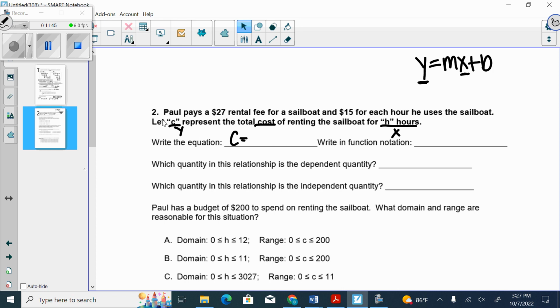All right. And they said that he's going to get charged how much? $27 rental fee.